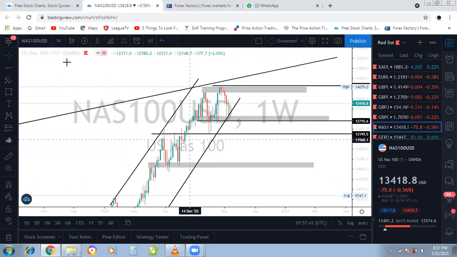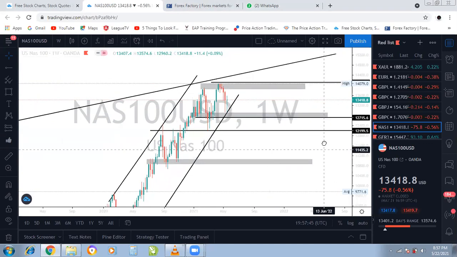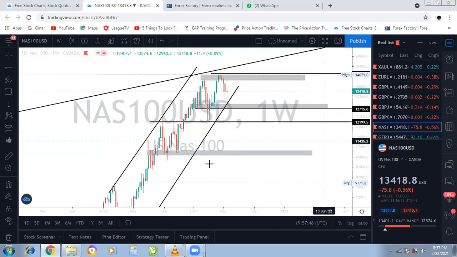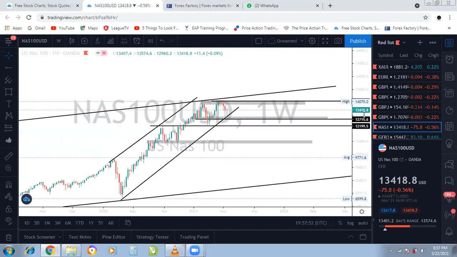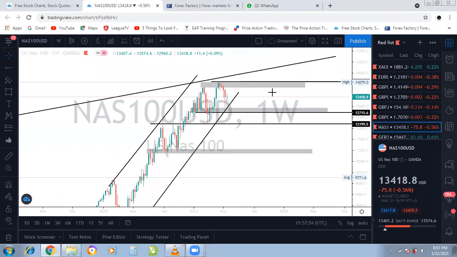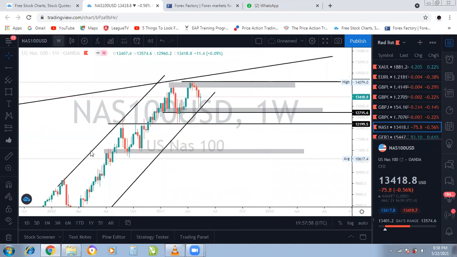Okay. So now I'll move to my daily time frame. On my weekly time frame, I spot a structure inside the structure as well. Okay. And I have some important key levels. So I'll move to my daily time frame.